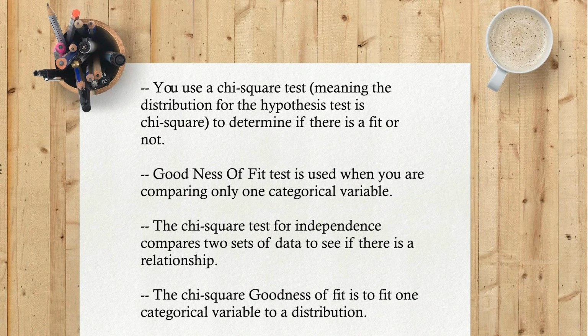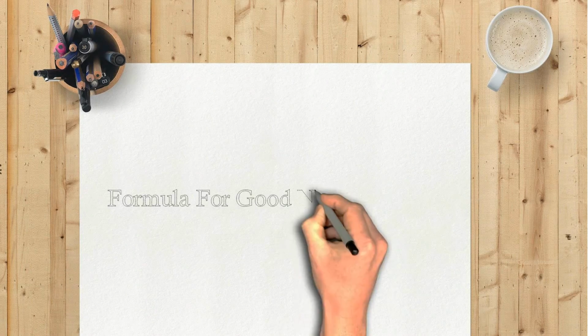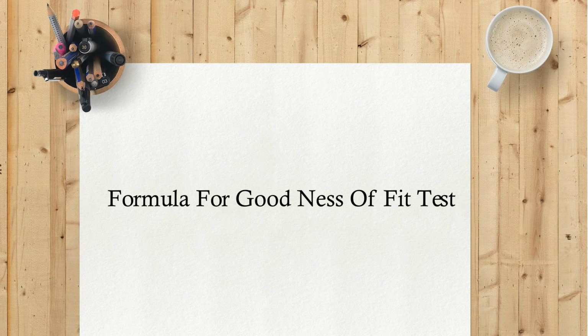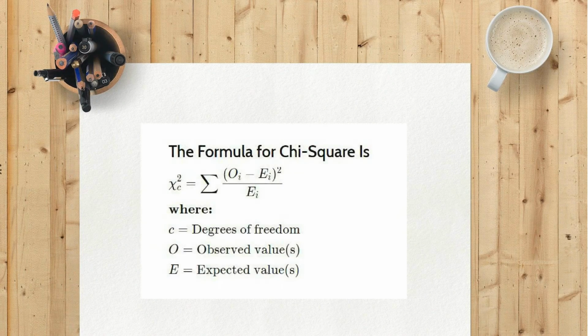The chi-square test for independence compares two sets of data to see if there is a relationship. The chi-square goodness of fit is to fit one categorical variable to a distribution. Formula for goodness of fit test. The formula for chi-square is where C equals degrees of freedom, O equals observed values, E equals expected values.